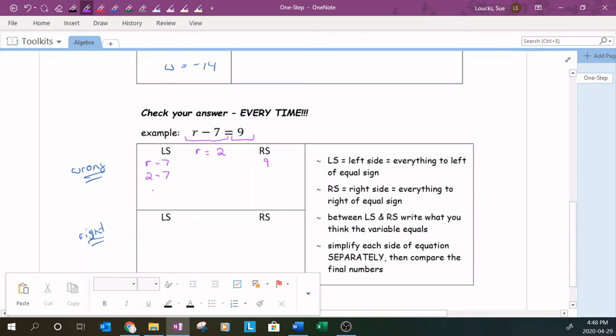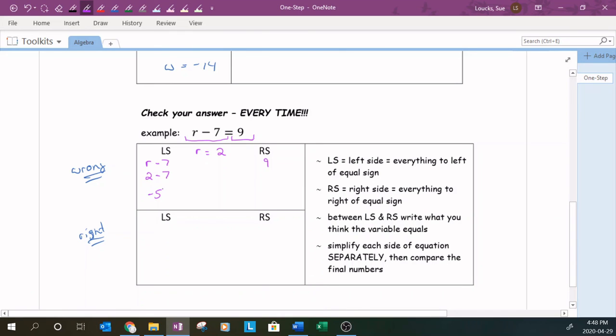And 2 minus 7 is negative 5, which is as simple a number as I can get. I can't reduce it or do anything else to it. I'm going to circle it because I'm finished with the left side. Then I go up to the right side and I've just got a 9 there. I can't do anything with that either, so I'm just going to circle it. Now I'm going to compare them. Are they the same? No, they're not.